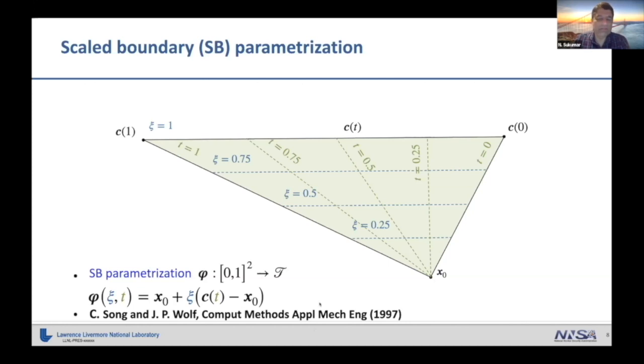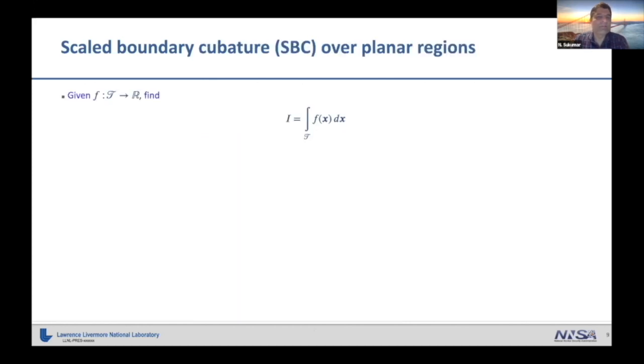And there'll be another issue which arises on the mapping itself. Okay, so let's start off. So we have a function f. We want to integrate over every piece t. So we'll introduce this parametrization.